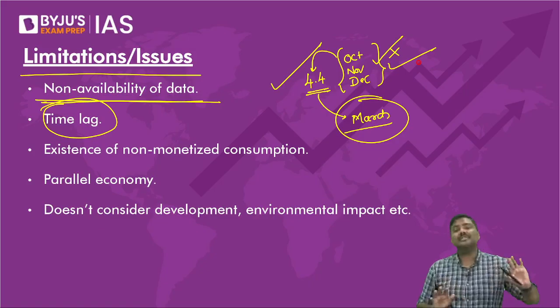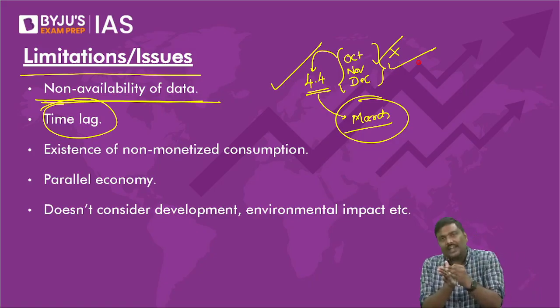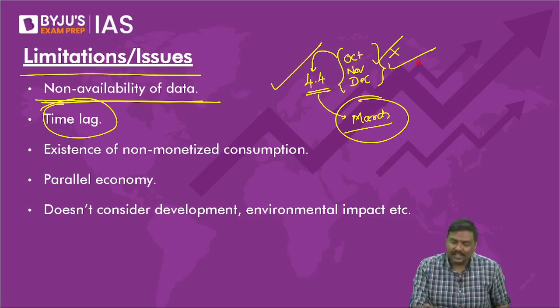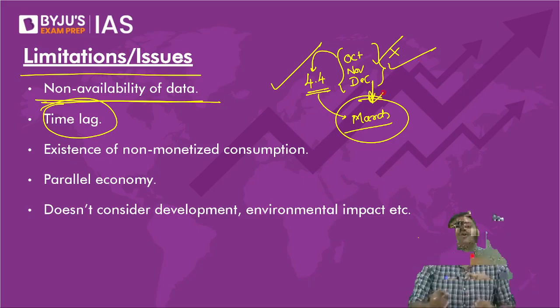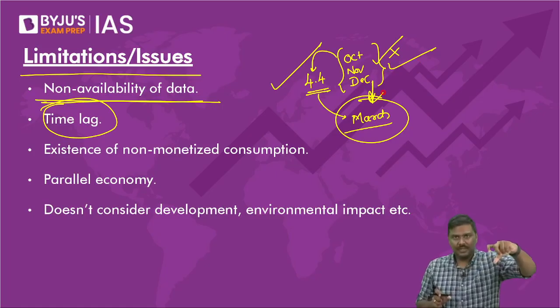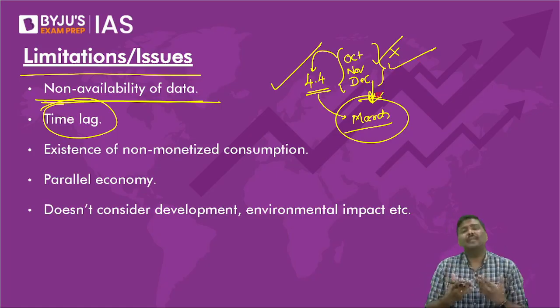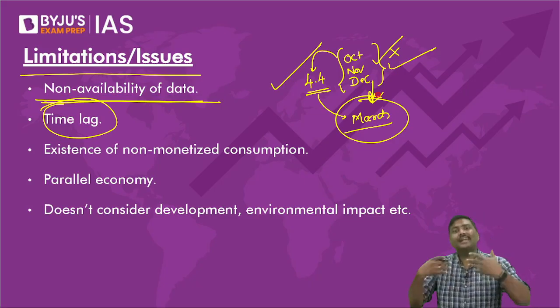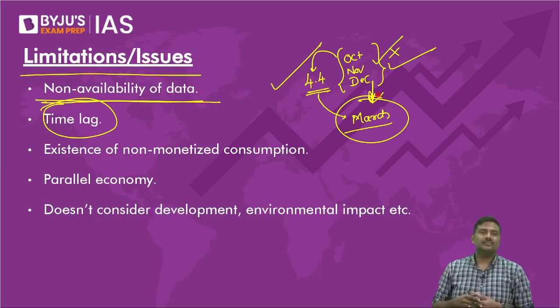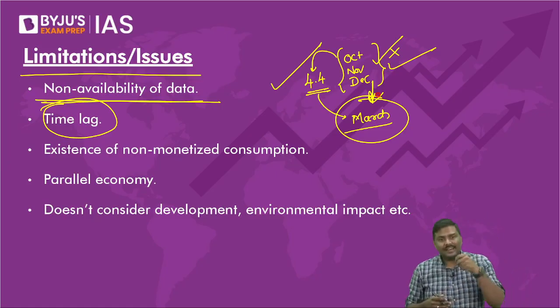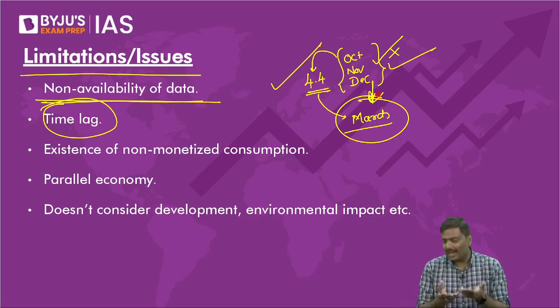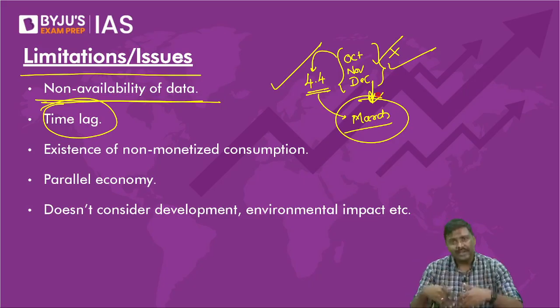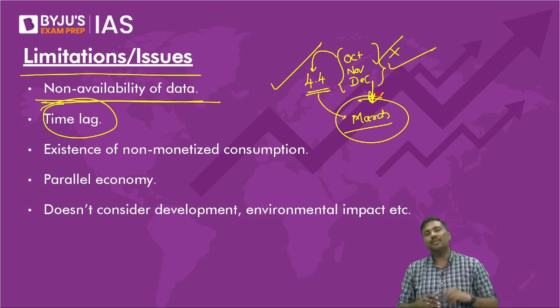But the problem is this: we are taking a lot of time to give the result. This gap is longer, around 3 months. So what would be the benefit if the gap is reduced? I can react much sooner. Is it okay? I can react much sooner, and I can implement many more, better reforms at the same point of time.